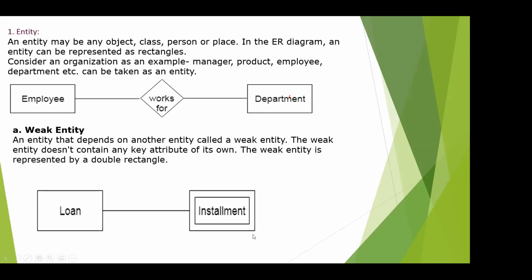So here we are representing the installment entity in two rectangles. Whenever an entity is represented in two rectangles, that entity is called a weak entity. Do you understand what is an entity and what is a weak entity?